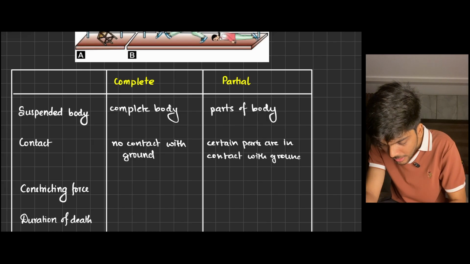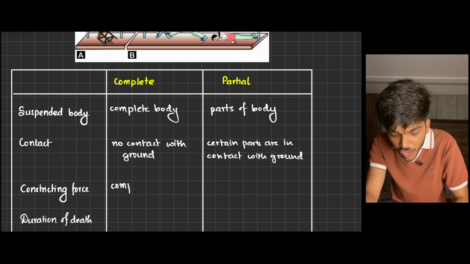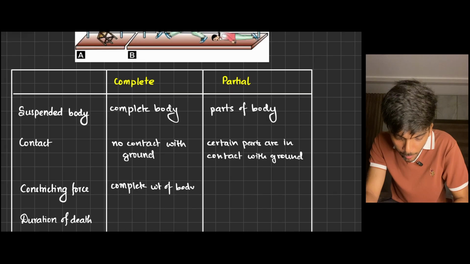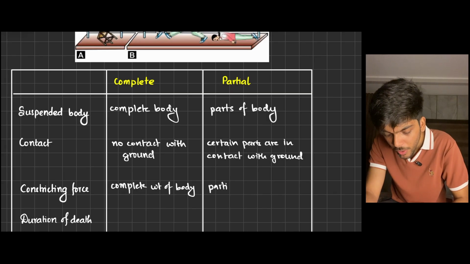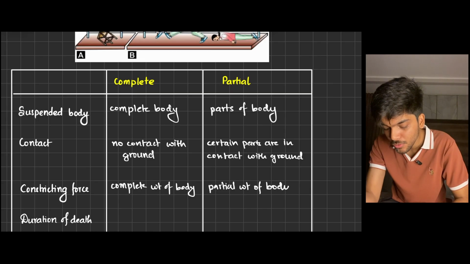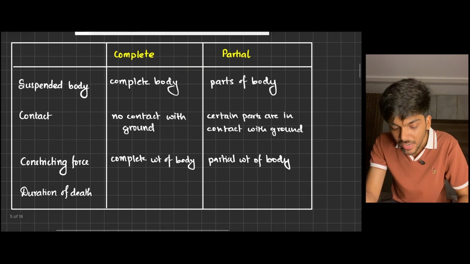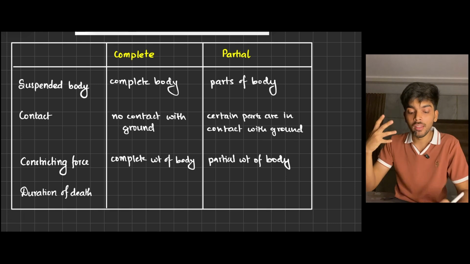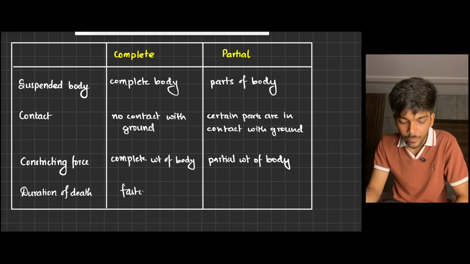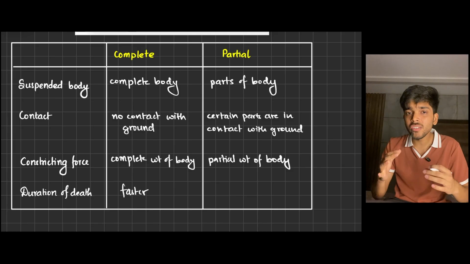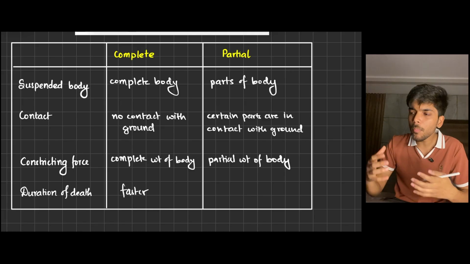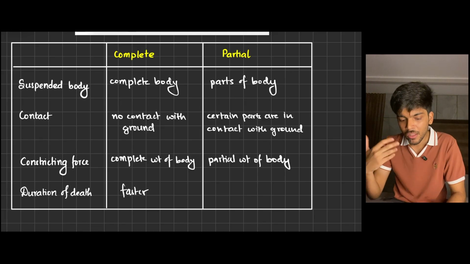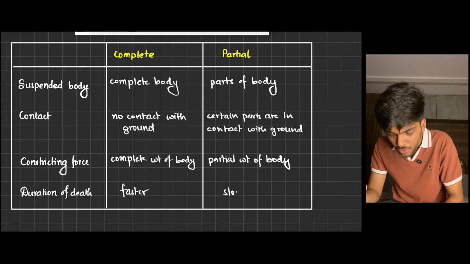In complete hanging, the constricting force is the complete weight of the body. In partial hanging, it's the partial weight of the body, only the weight of that part of the body that is actually suspended. Since in complete hanging the constricting force is larger, it's the weight of the whole body, the duration of death is also faster. Since in partial hanging the constricting force is less, it is only the part of the body that is suspended, so the duration of death is also slower.